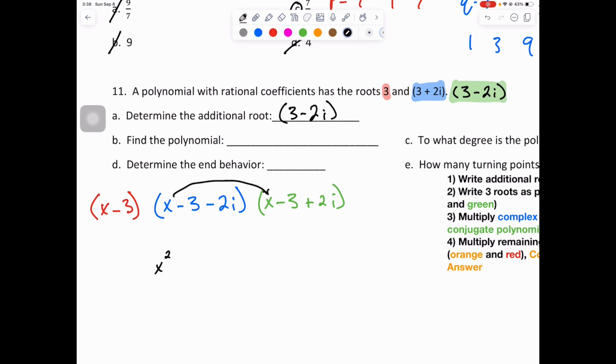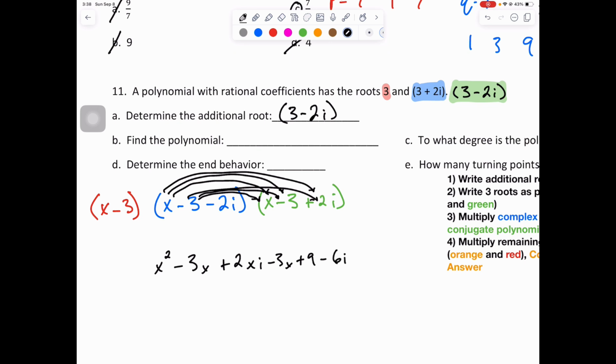Great job, x squared. X times negative 3x, wonderful, minus 3x. X times 2i, oh my goodness, plus 2xi, not ai, xi. All right, then we'll do negative 3 here times x, gives us negative 3x. Then we'll do negative 3 times negative 3, which gives us a plus 9. And then we'll do negative 3 times 2i, giving us minus 6i.